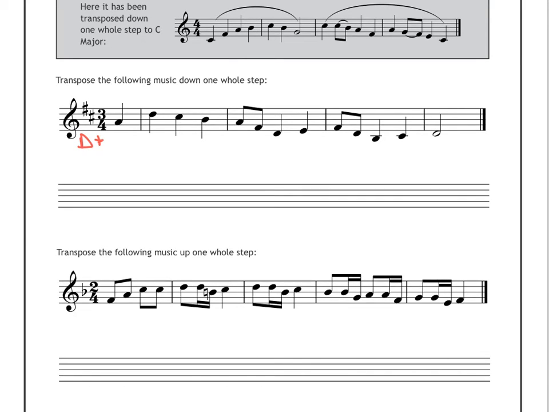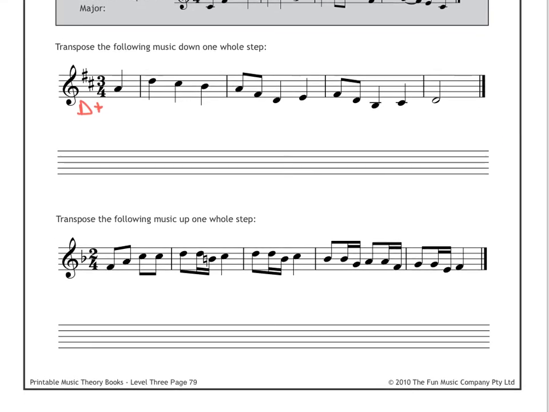Well, that would be the key of C. So I'm going to write the key signature of C major in here. I'm going to put my clef, of course. Key signature of C major, 3/4 time, and all my music will go one step down. So this A note will become a G. This D note will become a C. Everything will come down one step. I'll carry that through, double bar line, and I'm done. Right? Moving on to the next one.